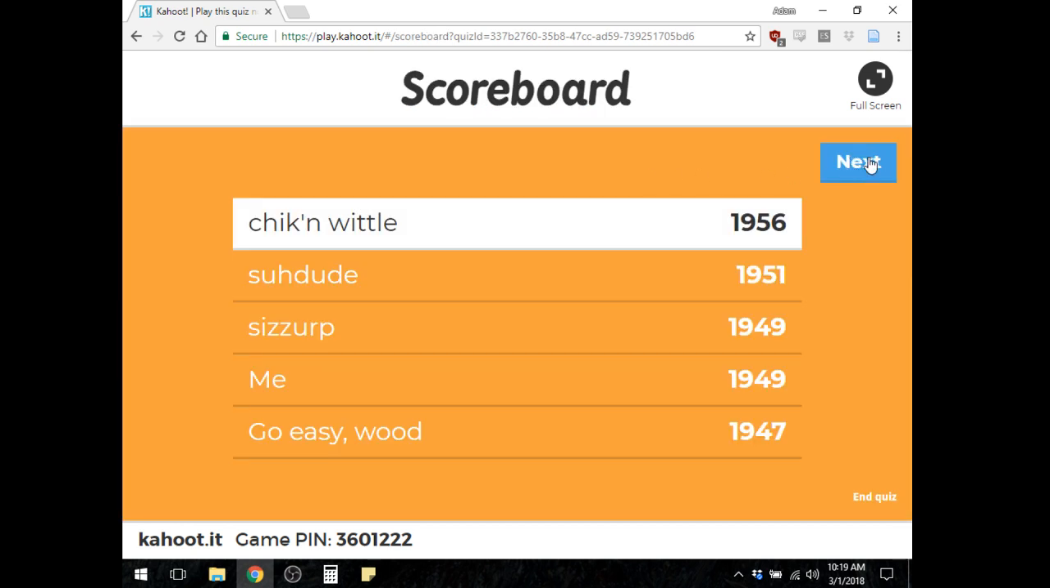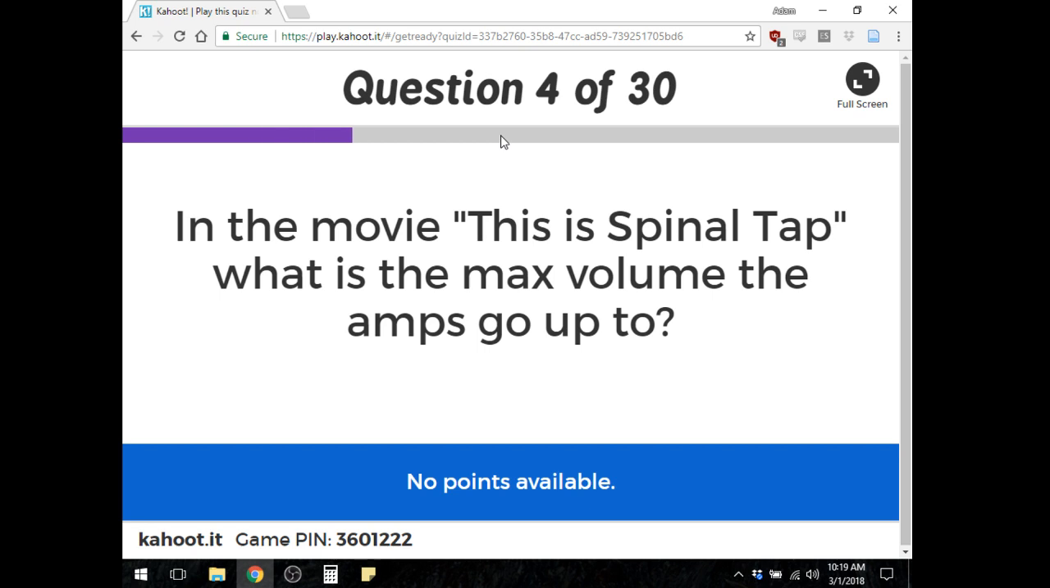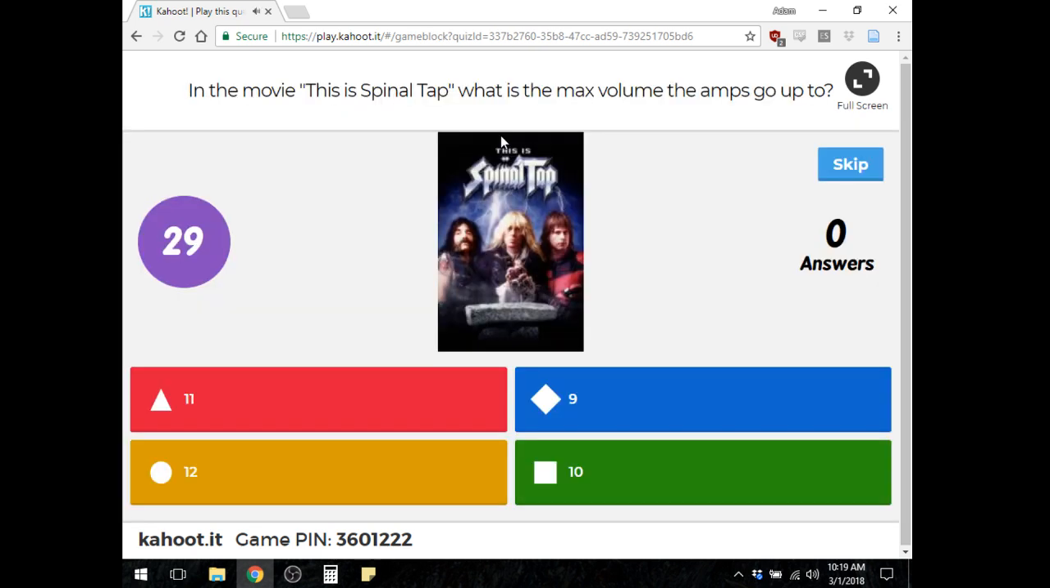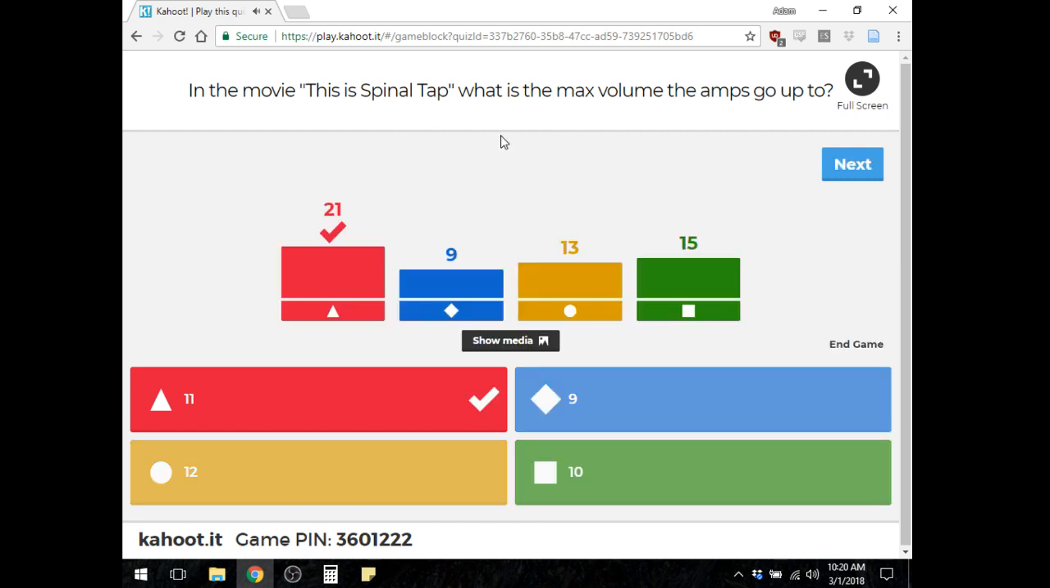All right. In the movie, this is Spinal Tap. What is the max volume the amps go up to? Another metal question. I don't know why all the joke ones are coming up early, but it's okay. It's true. They go up to 11. I said, why don't you just make 10 a little bit louder? Can't do that. They go up to 11. All right. So, yeah, 11 was the correct answer. They had all their amps with the actual 11 on there. It's very funny. You can Google that scene.